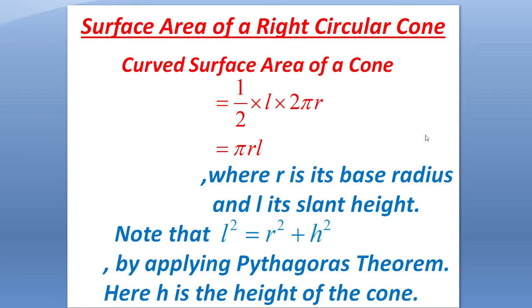So the curved surface area of a cone is equal to 1/2 into L into 2 pi r, where L is the slant length. So it is equal to pi r L, where r is its base radius and L is its slant height. Note that L square is equal to r square plus h square by applying the Pythagoras theorem. Here h is the height of the cone.